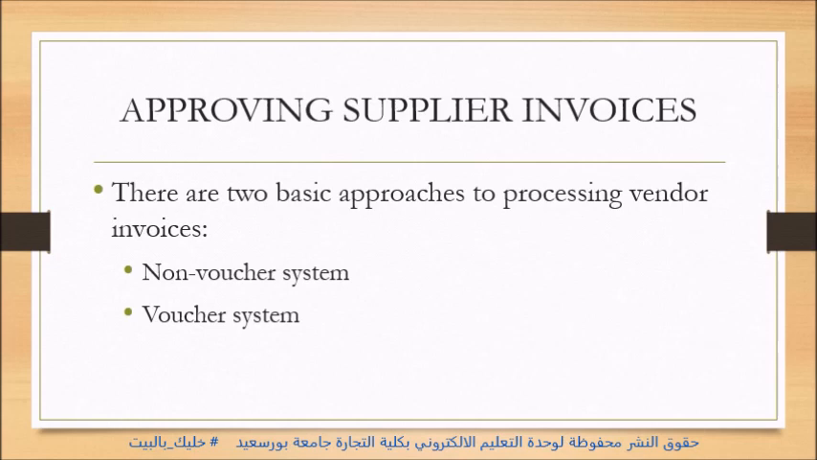In a voucher system, an additional document called a disbursement voucher is also created when a supplier invoice is approved for payment. The disbursement voucher identifies the supplier, lists the outstanding invoice, and indicates the net amount to be paid after deducting any applicable discounts and allowances. The voucher system offers three advantages over the non-voucher system.